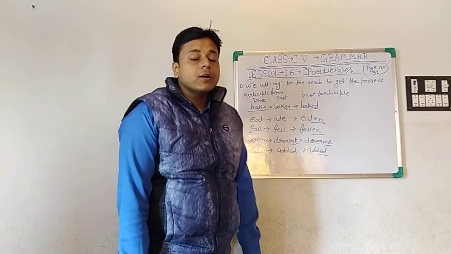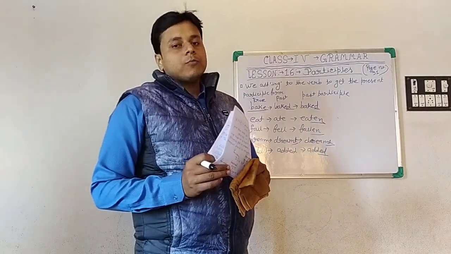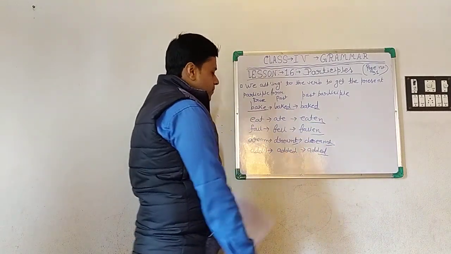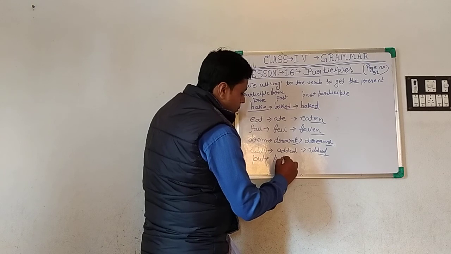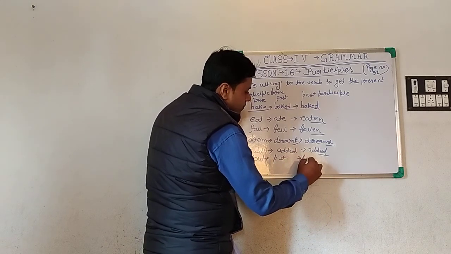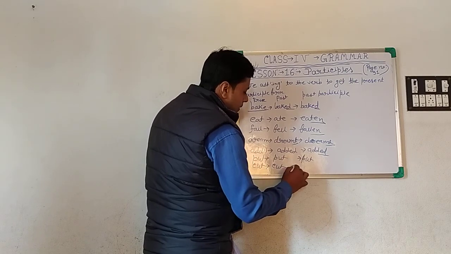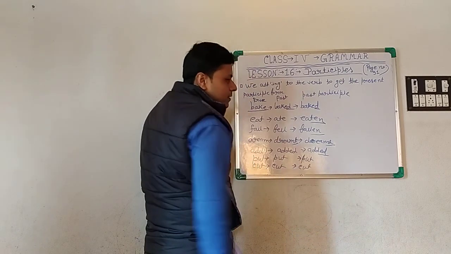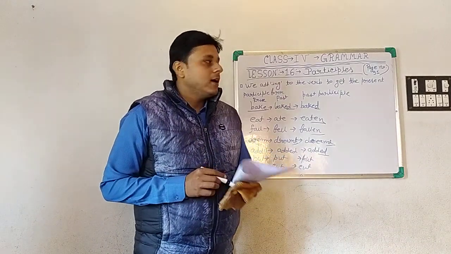But remember, there are also some verbs that do not change their form when they become past tense or past participle. For example, put and put. For example, cut. For example, sit, sat. Okay, is that clear?